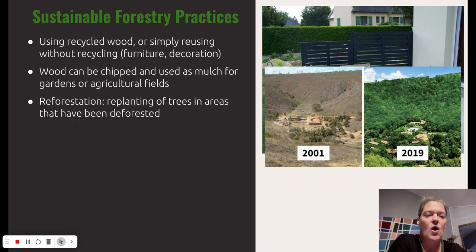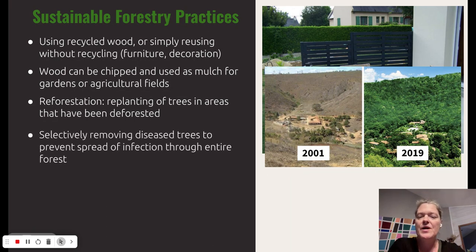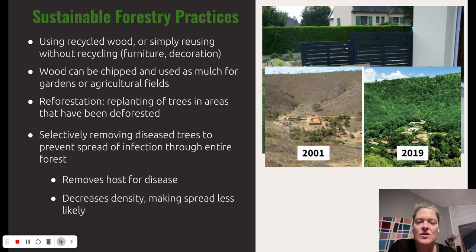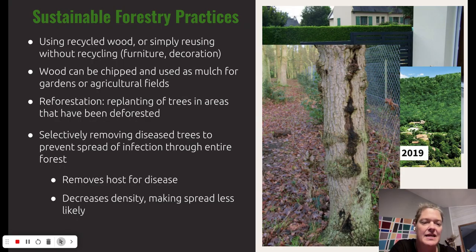And that's done all the time. So this would have been a clear cut area back in 2001. And then you can see after it was replanted, this is what it looks like 18 years later in 2019. You can also selectively remove diseased trees to prevent spread of infection through the entire forest. This removes the host for the disease. It decreases the density, making the spread of the disease less likely. And so here's one example of that.